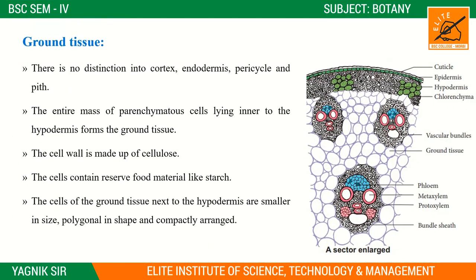And then next one is the ground tissue, that means the cortex region. So there is no distinction into cortex, endodermis, pericycle and pith. So here the ground tissue is not differentiated into these layers.